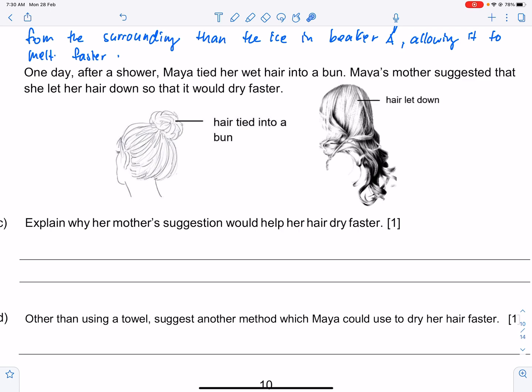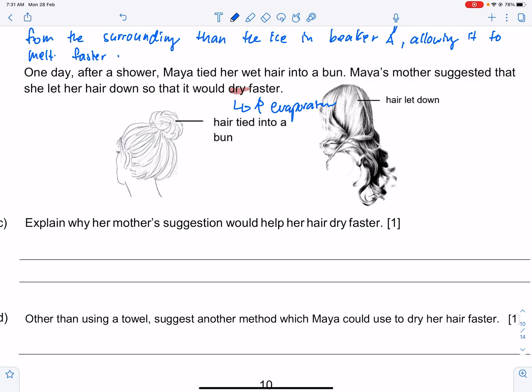So once again, remember, I always told you that usually the questions are related to the same concept that's being tested. So in this case, if you take a look at these two, the second one actually has more increased surface area, a greater exposed surface area as compared to if she puts it in a bun. So when there is a greater surface area, then your evaporation rate will increase, because apparently you want her hair to dry. Dry equals increased rate of evaporation.